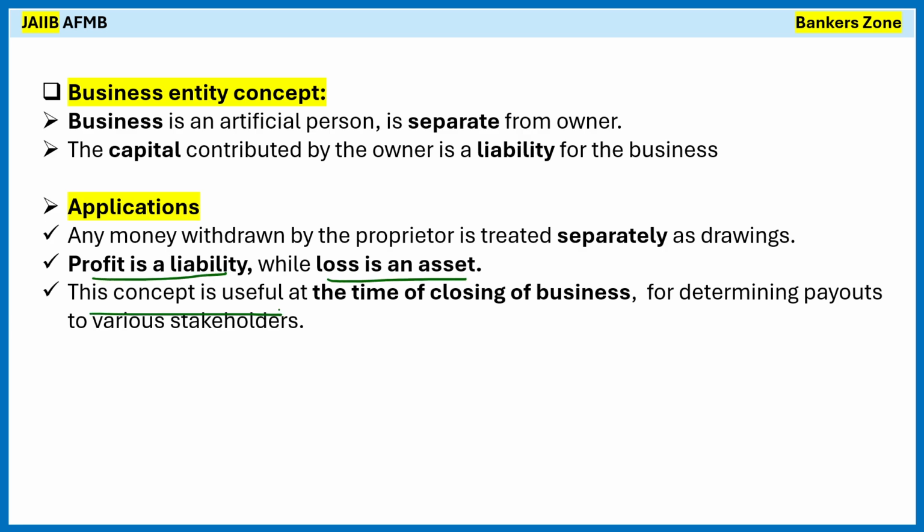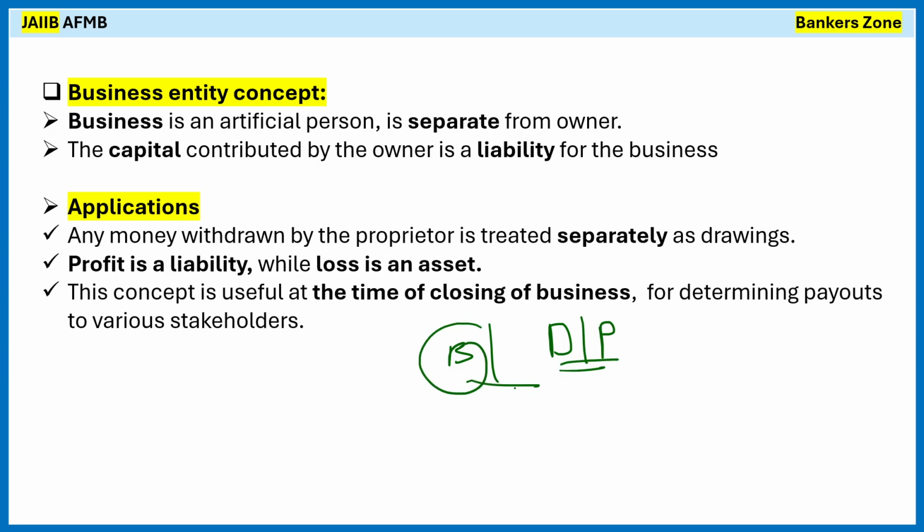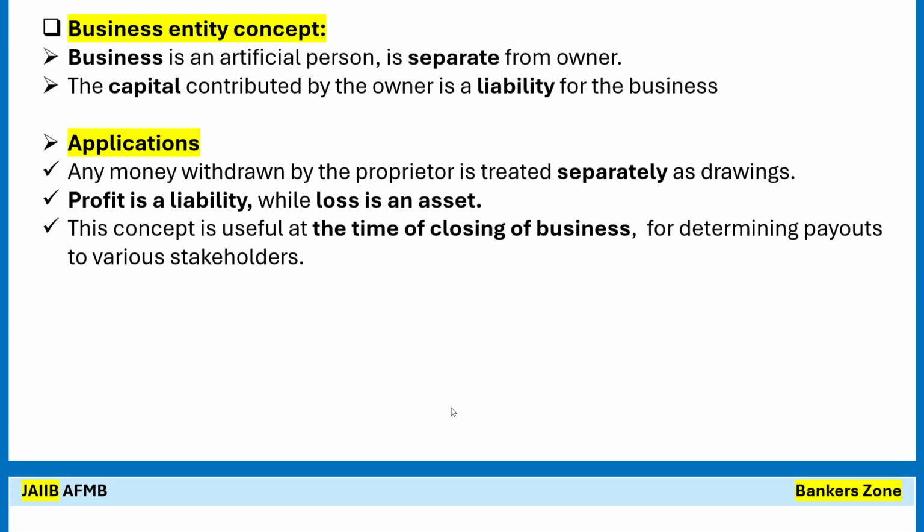The concept is useful at the time of closing of a business for determining the payout to the various shareholders. So basically, the business entity concept is important. Why? Because we are separating the business and its owner or the promoter. If the business closes down, how will the owner get their share, or their profit, or whatever they have to get? So at the time of closing down of a business, the business entity concept is useful.